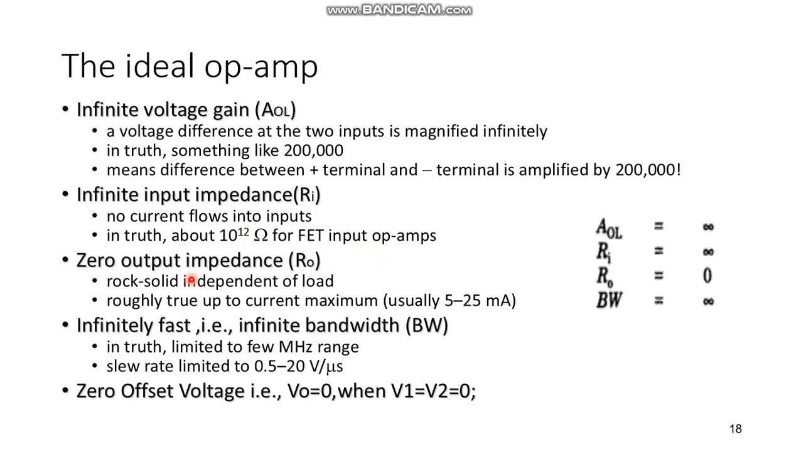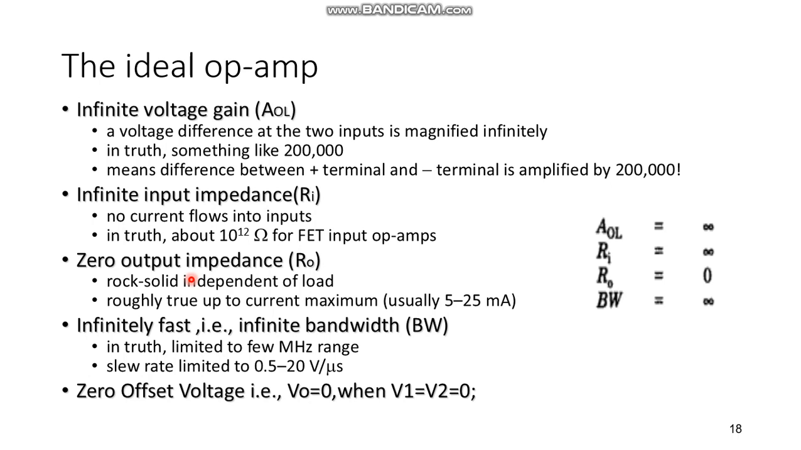Zero output impedance, R naught. Rock solid, independent of load, meaning whatever load we connect, its output impedance is very low. This is a very important property. We will see the purpose of this later with a proper example, in an application of op-amp. Roughly true, output current is a maximum of 5 to 25 milliamps. It will allow current from 5 to 25 milliamps at the output side.